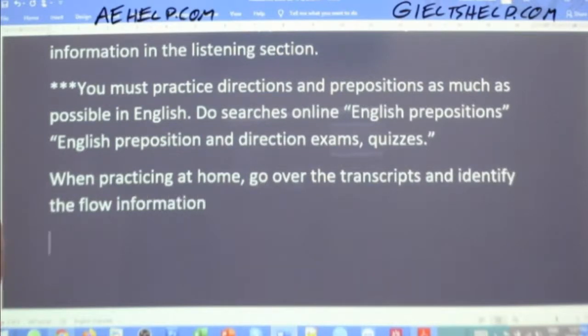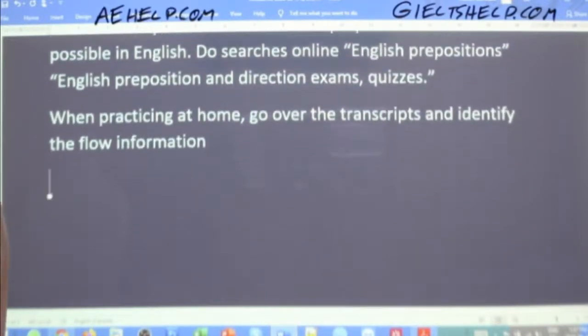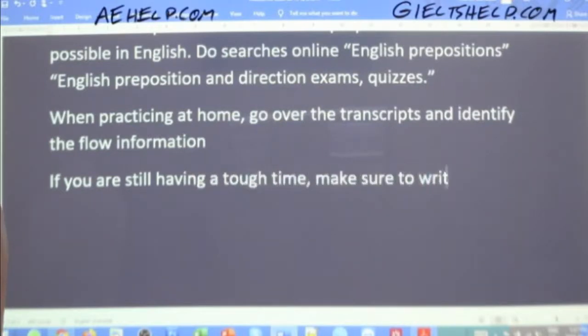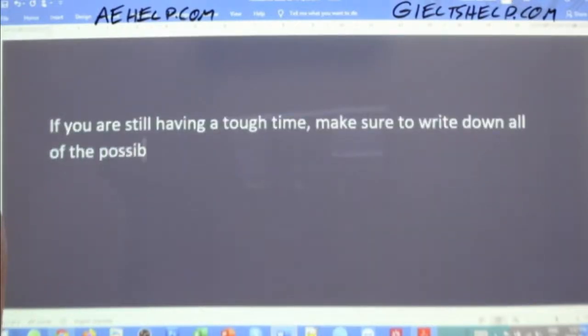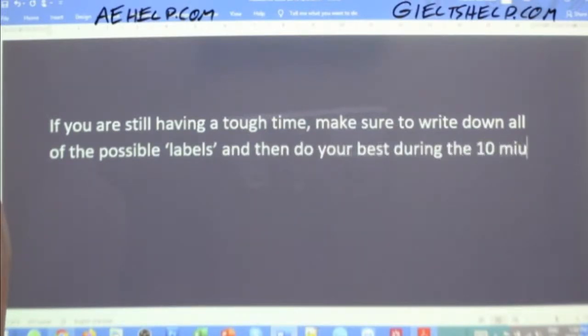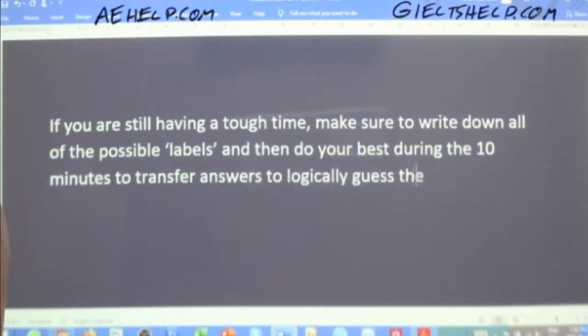Okay. And another one is, if you are still having a tough time, make sure to write down all of the possible labels and then do your best during the 10 minutes to transfer answers to logically guess the locations of those labels.